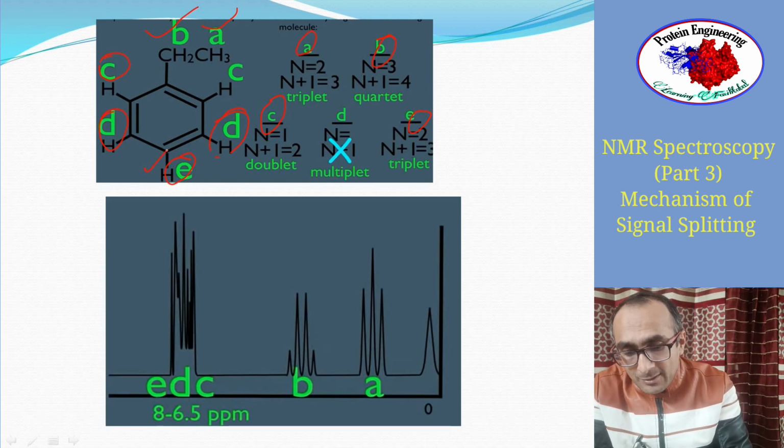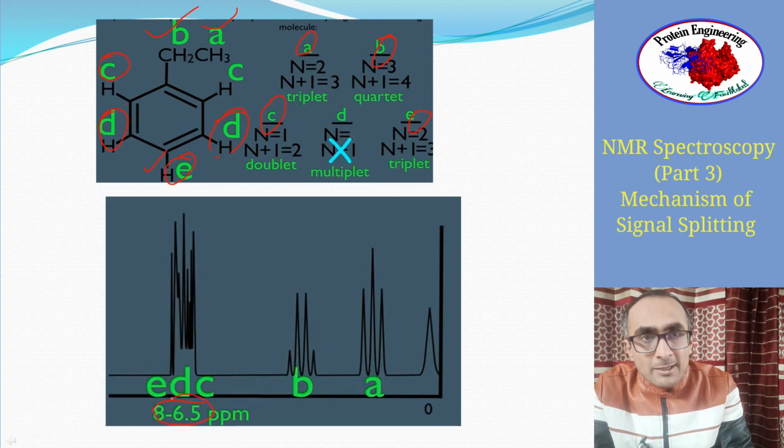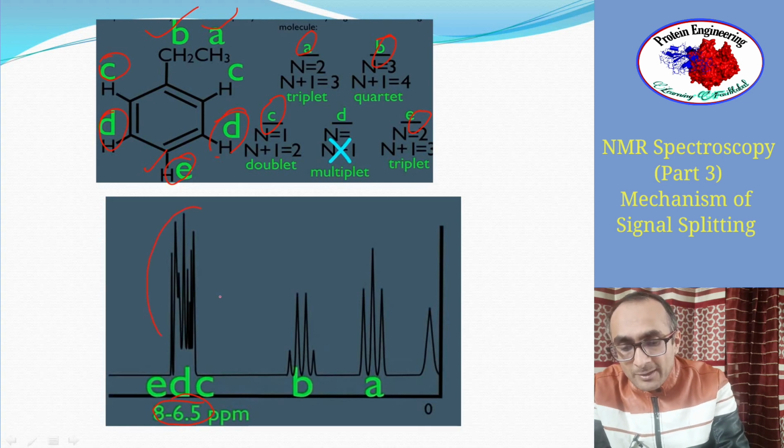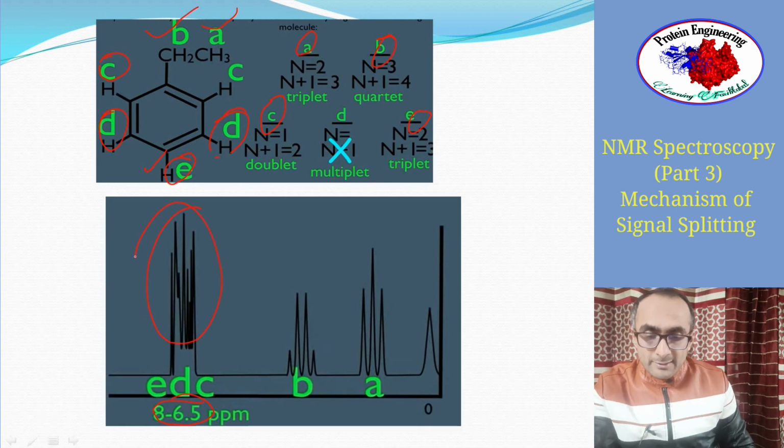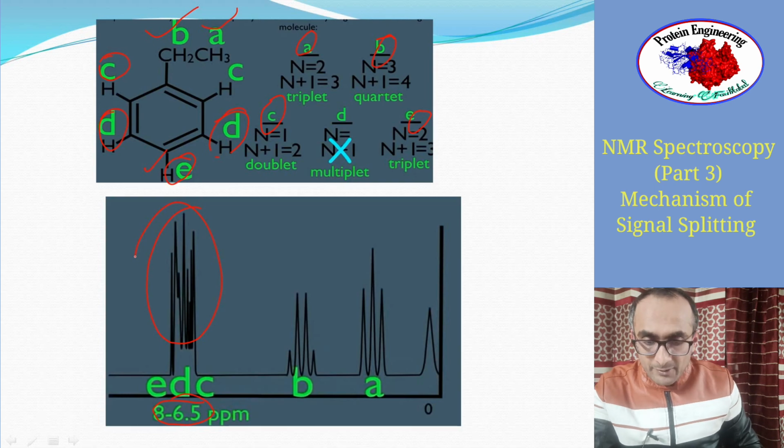And in case of this aromatic compound, all the peaks C, D, and E lie between 6.5 to 8 ppm, and you get many peaks there which are accumulated in this range of frequency.